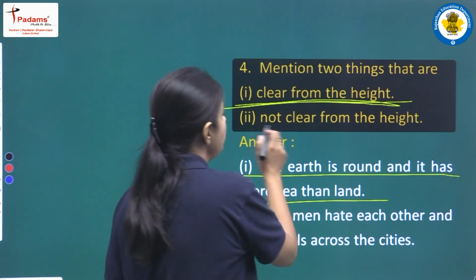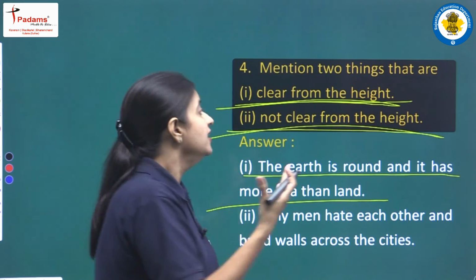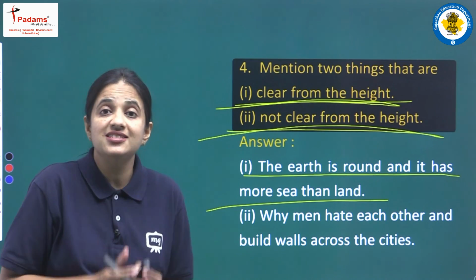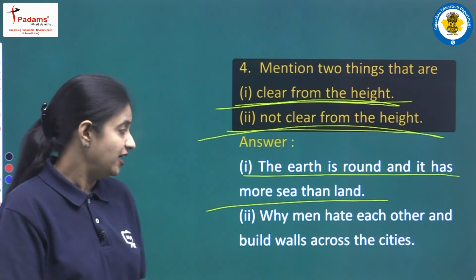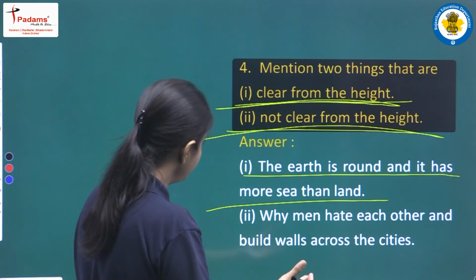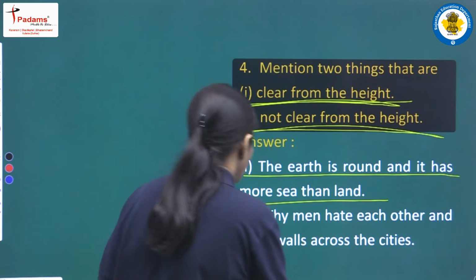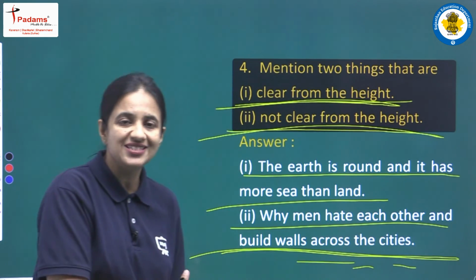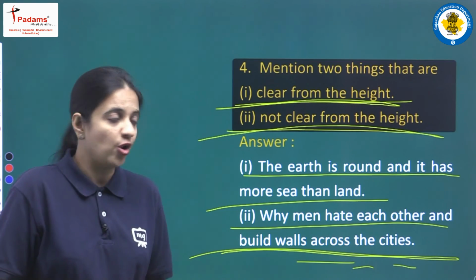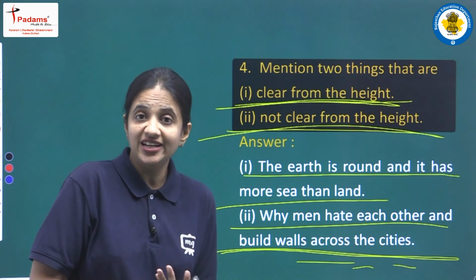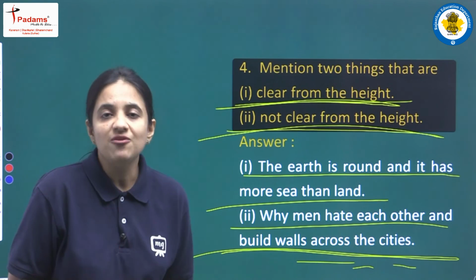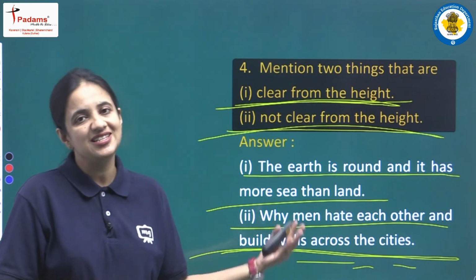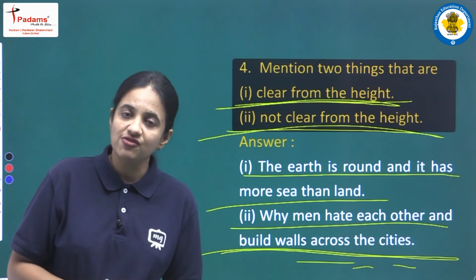And now secondly, we have to write 2 things that are not clear from that height, 2 things that the poet is still unable to understand from that height. So we can write why men hate each other and why men have built so many walls across the cities. Okay, so these are the 2 things that are still a mystery for the poet: why we human beings hate each other, kill each other, and why we have so many walls, or we can say boundaries or fences.